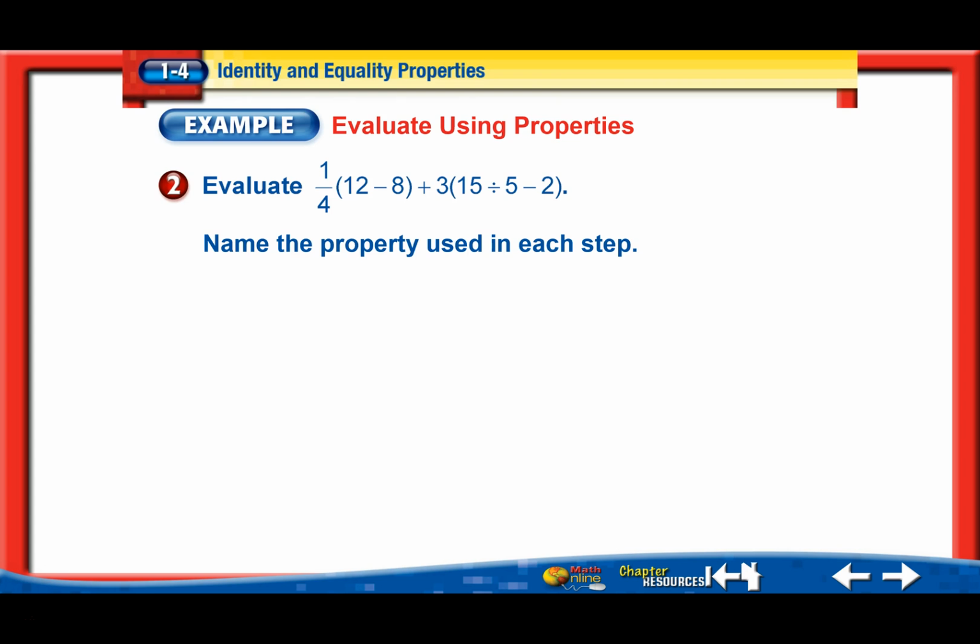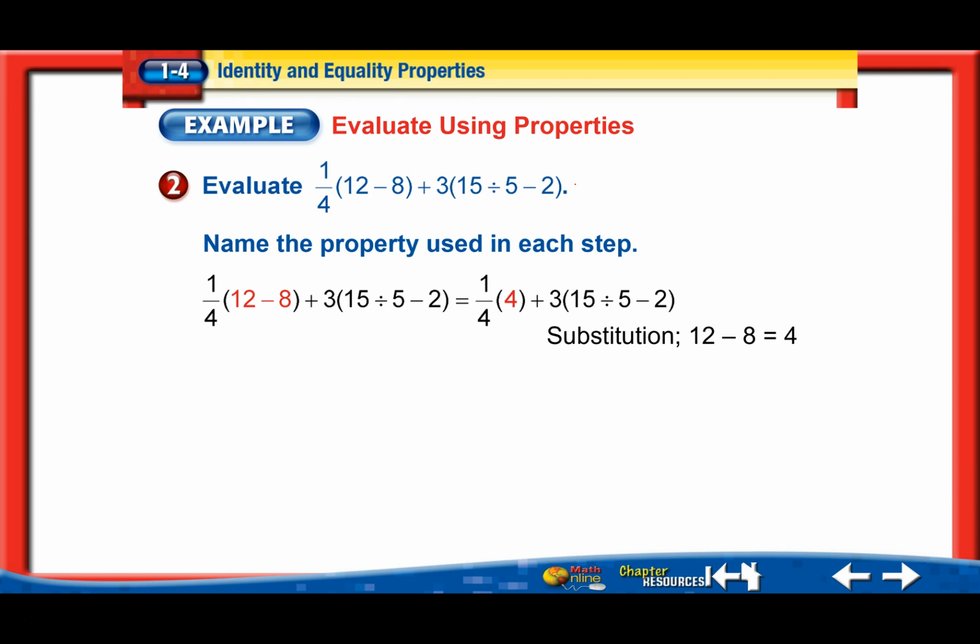All right, so let's see what these look like in some examples. Name the property used in each step. So we're going to PEMDAS this out. First thing we're going to do is the parentheses. So we're going to subtract these out, and in order to do that, we're substituting 4 for 12 minus 8. Then we're going to do the division inside of here. So we're substituting 3 for 15 divided by 5.